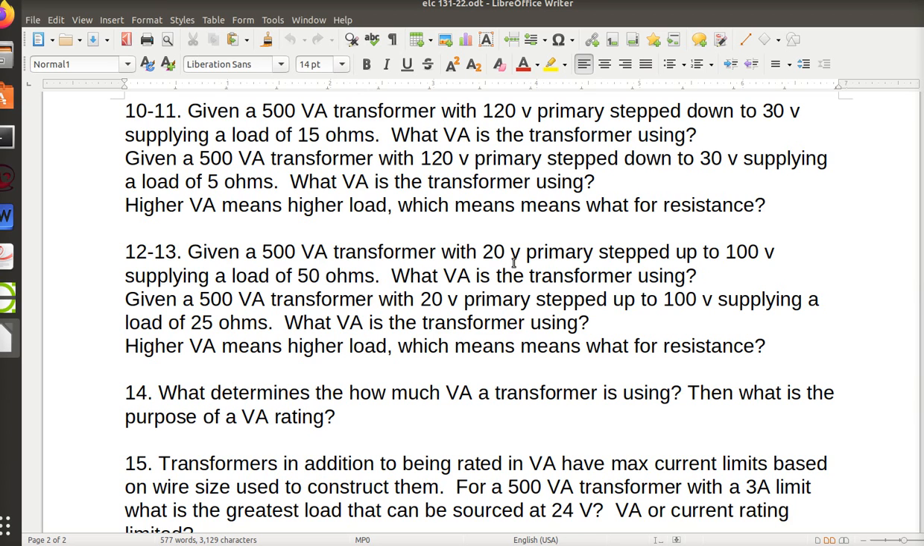500 VA transformer, 20 volts, stepping up to 100, supplying 50 ohms. What VA is it using? And again, another one. Now I'm stepping up the voltage. What VA is the transformer using? Higher VA means higher load, which means what for resistances?